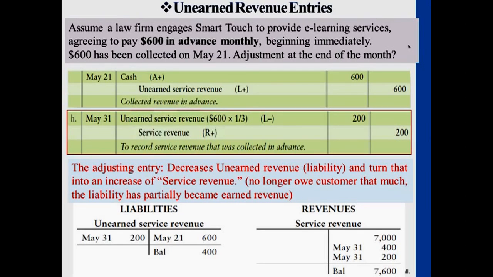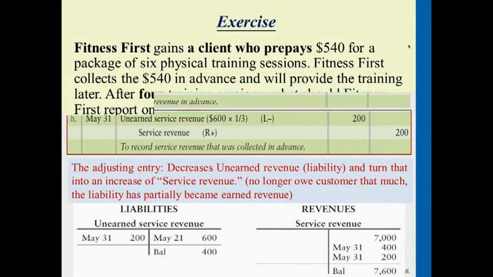Okay, so earlier we journalized this entry. We didn't adjust it. It seems like we haven't provided any type of service to this client at all. So at the end of the month, we want to make adjustments representing that we have been working with clients, providing this type of service or goods.